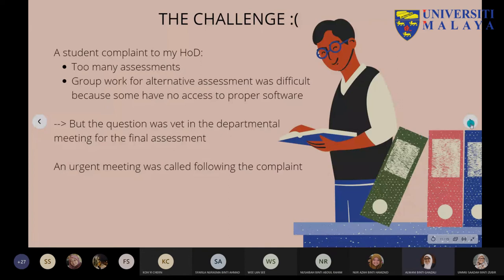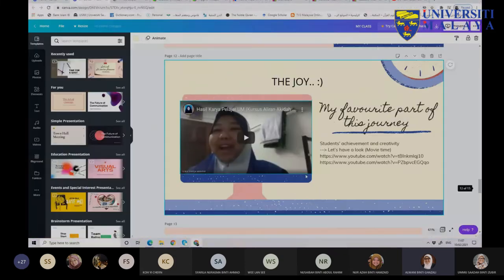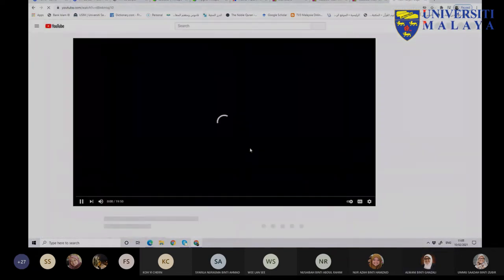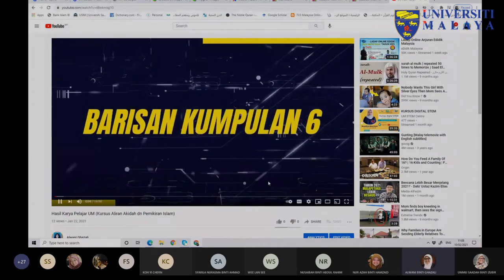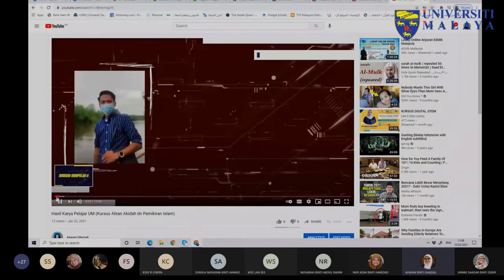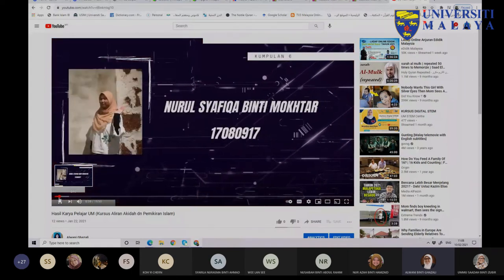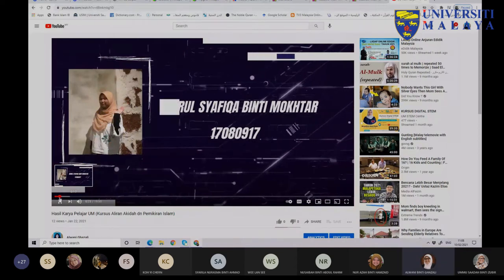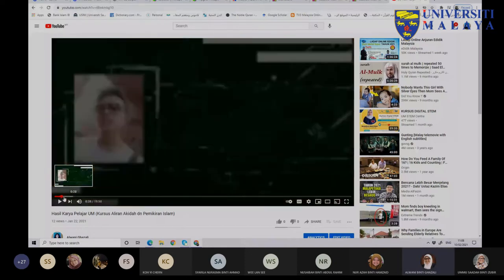So that was the challenge that I faced. The most joyful part of the journey is actually to see how the students grow, most of them. They are very, very creative. Let us see a little bit of what they have done. For me, I was impressed with what they did despite their distance from each other. Okay, let's have a look.